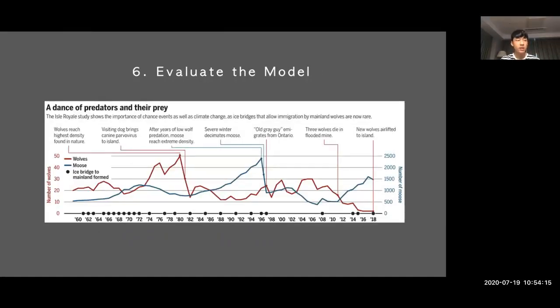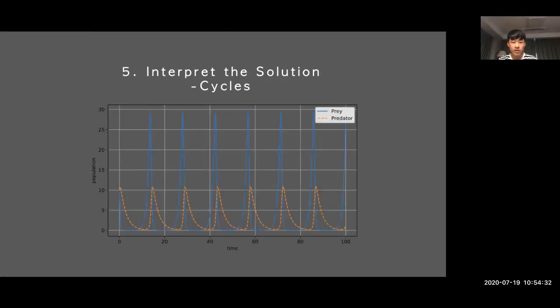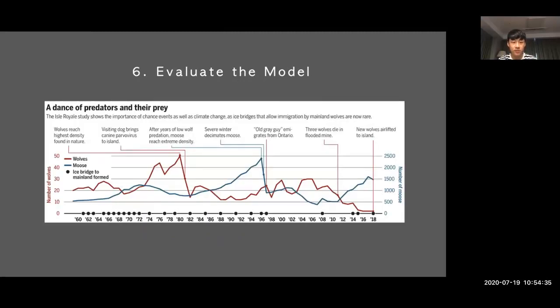In fact, this example of the island is something that actually happened in a place called Isle Royale. So this is the graph of how the moose population and the wolf population actually changed on that island. And comparing this with this, we see that the graph is significantly different. And there are many explanations. For instance, here you can see that a severe winter decimated the moose population. Also, you can see that the moose reaches extreme density or whatnot.